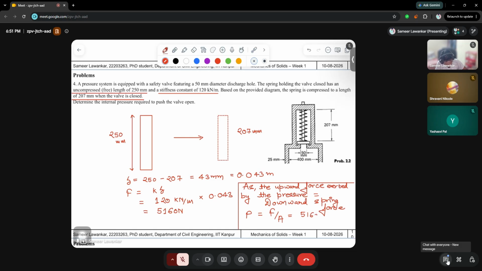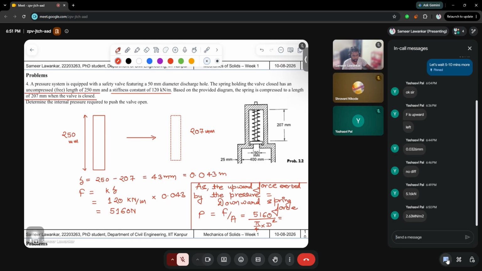this is 5160 divided by pi by 4 times d squared. Now just give me what should be the value of d. Simple question only. What is the value of d up here? This d is equal to 50 mm, because we are calculating the internal pressure, so we have nothing to do with this outward point. So when you calculate it, you will get the answer as 2.63 MPa. Fine, nice. So that's how you can get this value.